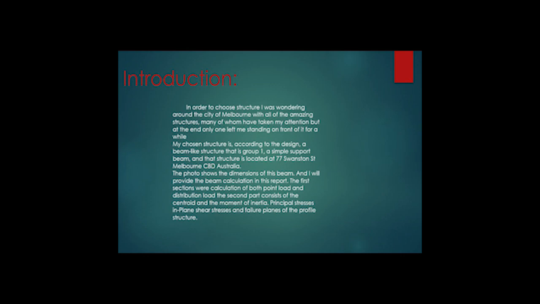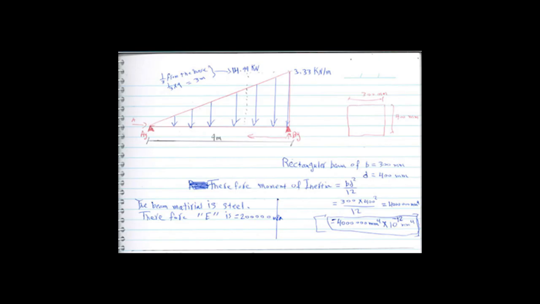The second task was calculating the moment of inertia, AY, BY, the shear force and bending moment, and then calculating the slope and deflection. First of all, my beam structure is a rectangular beam with a span of 9 meters, a width of 300 millimeters, and a depth of 400 millimeters. The material of the beam is steel, therefore E is 200,000 MPa.